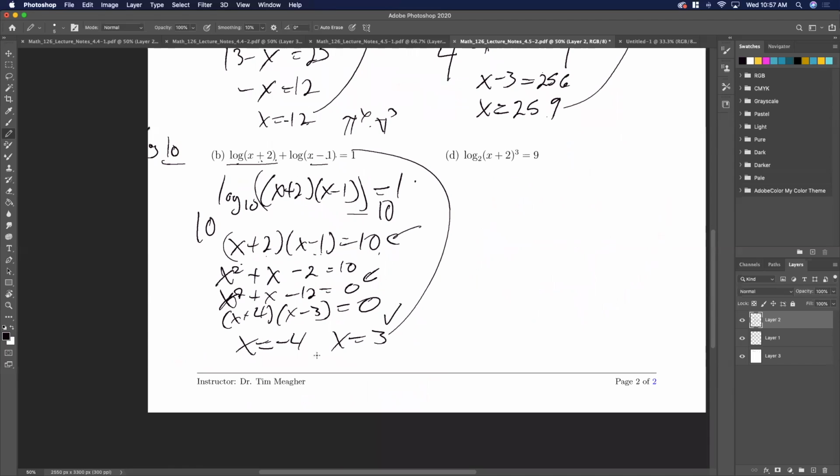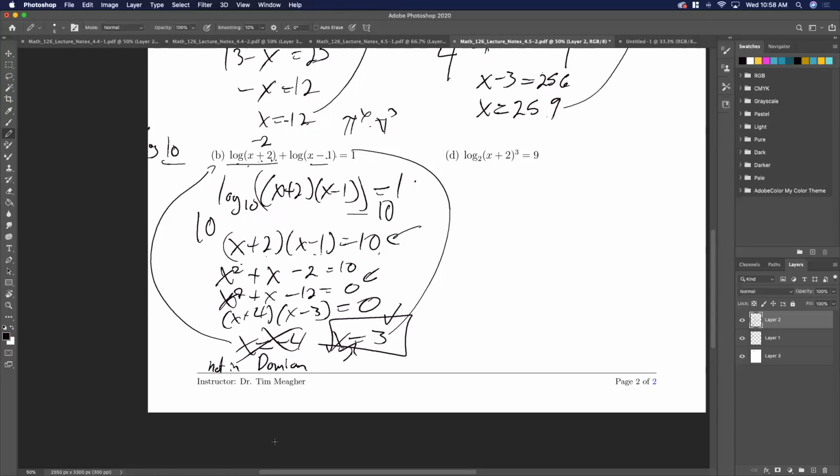So this one's okay. But this negative 4, if I plug it way back into here, negative 4 plus 2 is negative 2. Can I take log of negative 2? No, that's outside of its domain, right? And here, if I have negative 4 minus 1, that's also outside of its domain. So this is not in the domain, so it's not the answer. So the only answer here is this. This is the only answer, x equals 3.